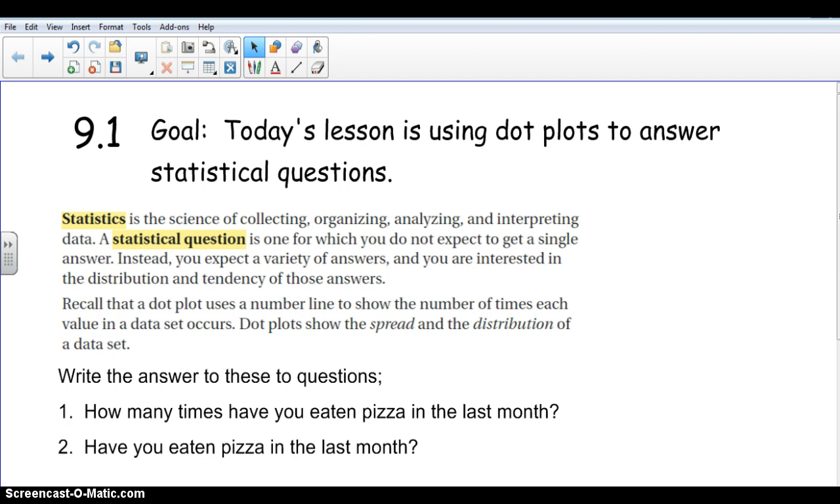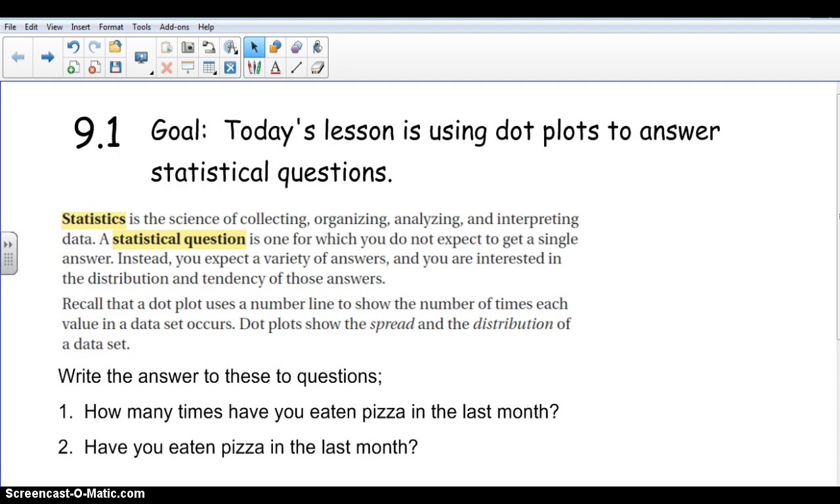Now think about the answers to these two questions. First of all, how many times have you eaten pizza in the last month? Write a number or just think of a number. And number two, have you eaten pizza in the last month? Now one of these questions is a statistical question. The other one is a survey question. Think about which one would be a survey question.